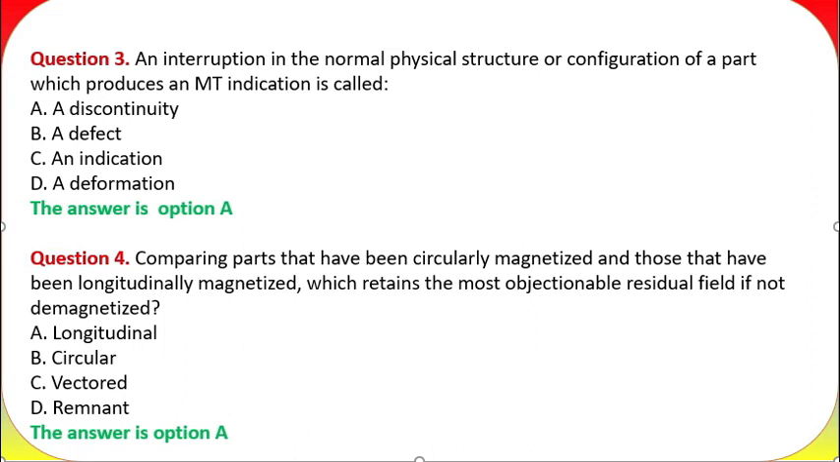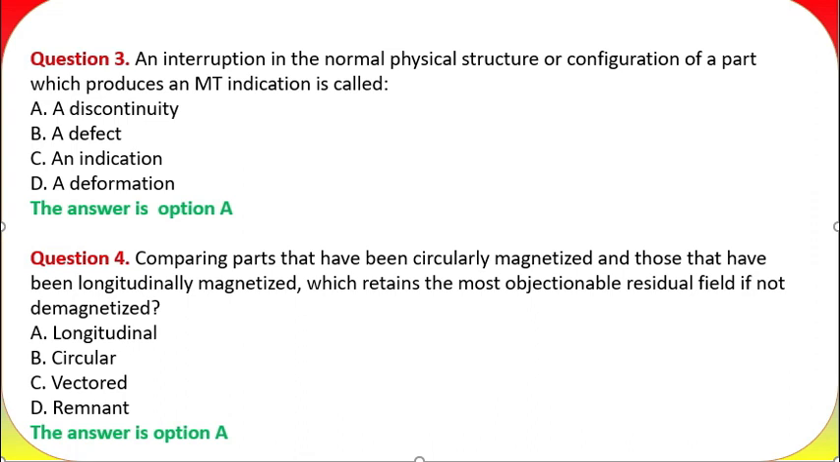Question 3. An interruption in the normal physical structure or configuration of a part which produces an MT indication is called: A. Discontinuity. B. A defect. C. An indication. D. A deformation. The answer is option A.